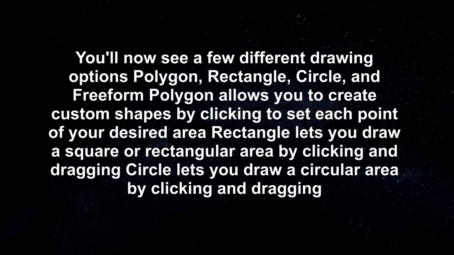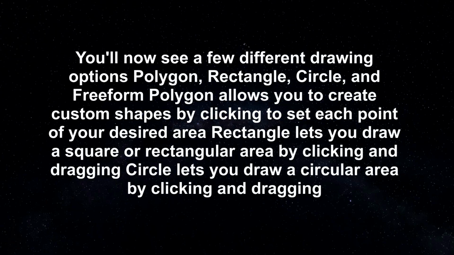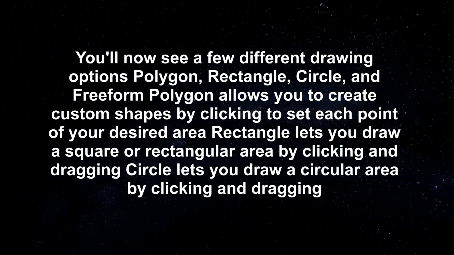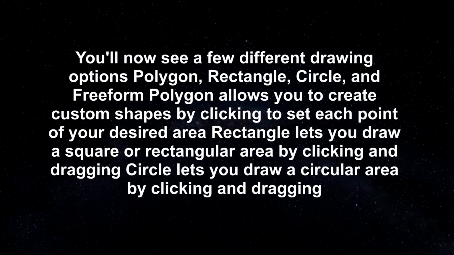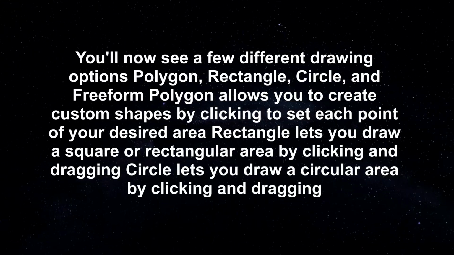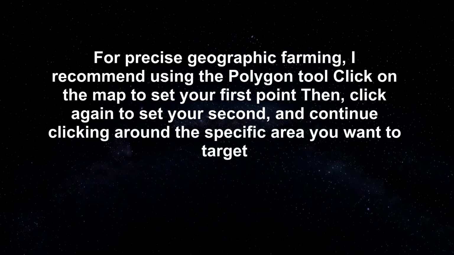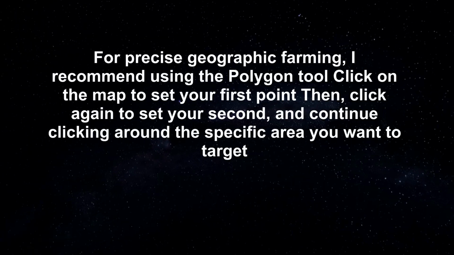Polygon allows you to create custom shapes by clicking to set each point of your desired area. Rectangle lets you draw a square or rectangular area by clicking and dragging. Circle lets you draw a circular area by clicking and dragging. For precise geographic farming, I recommend using the Polygon tool.